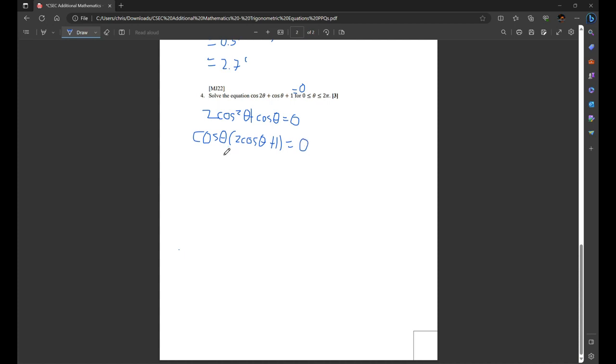But no, we cannot divide out this cos theta, because then that's going to get rid of one of our solutions. We actually have to let that stay until we finish solving everything. Just a quick side note, just in case anyone was thinking that you can just divide it. No, you cannot, just to be safe. So that means we have 2 possible solutions. Either cos theta is equal to 0, or cos theta is equal to negative a half.